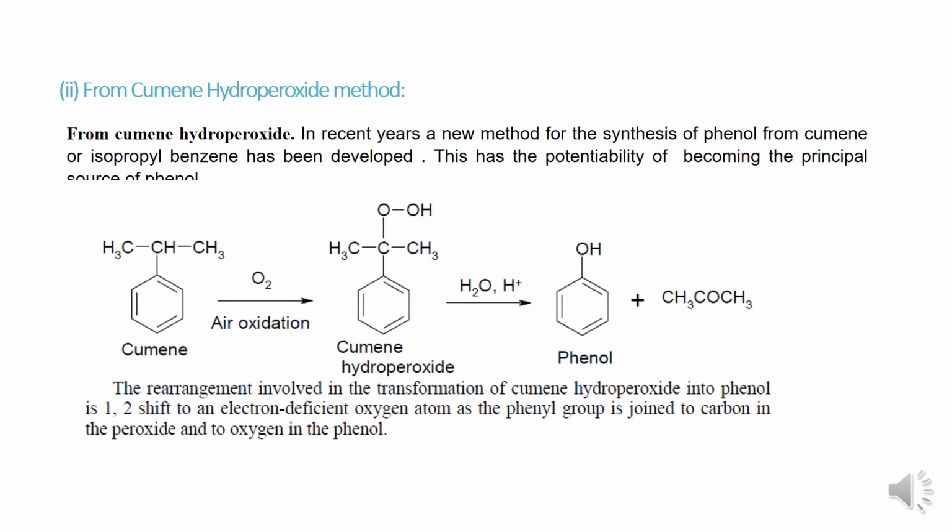then the second method is synthesis of phenol by the cumene hydroperoxide method. From the cumene hydroperoxide method means, in recent years a new method for the synthesis of phenol from cumene or isopropyl benzene has been developed. This has the potentiality of becoming the principal source of phenol.